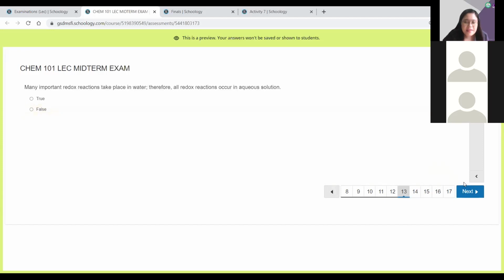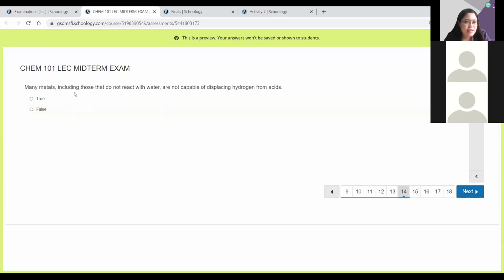Next, many important redox reactions take place in water. Therefore, all redox reactions occur in aqueous solution. Parang naulit lang ito na question kanina. May question tayo about redox reactions taking place in water, but not all. So since nagsabi siya dyan na all, automatically this becomes false.